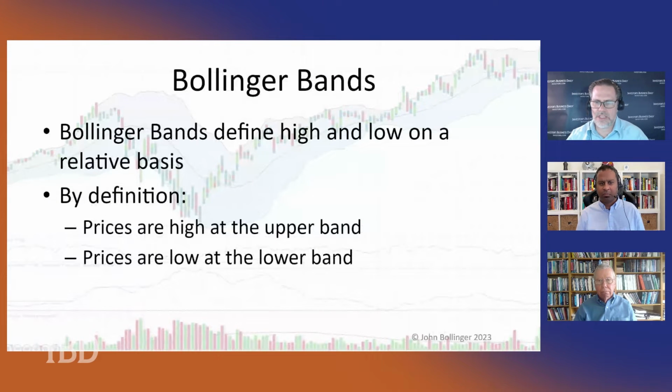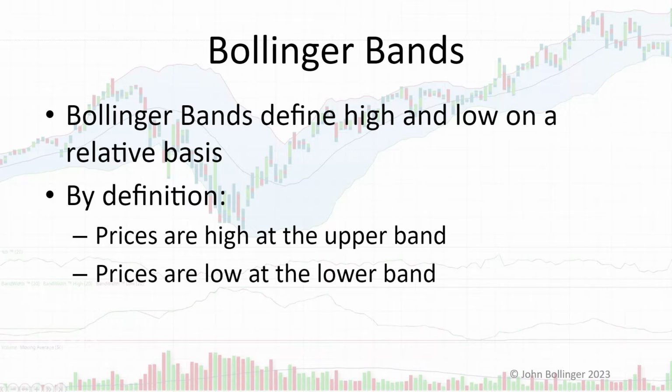Again, you said that the Bollinger Bands help you define a high and low on a relative basis. What do you mean by that? So by definition, prices are high when they are at the upper Bollinger Band. And by definition, prices are relatively low when they are at the lower Bollinger Band. That's the key to all trading bands, not just Bollinger Bands. There are many other flavors of trading bands used by traders, but that's the generic idea behind all of them.